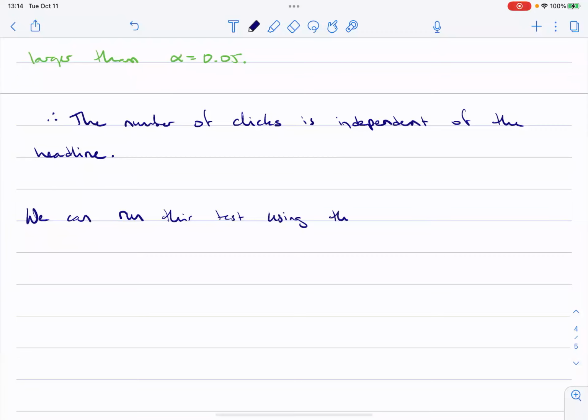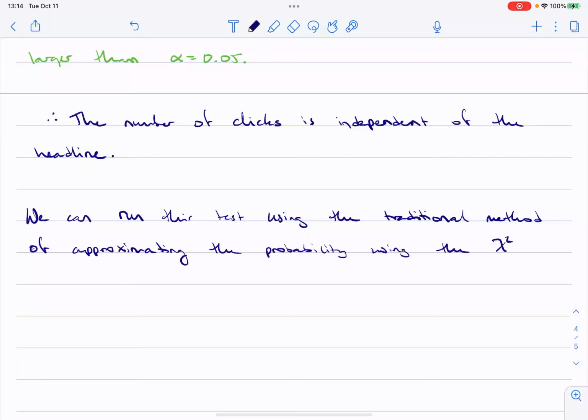Using the traditional method, right, which is what we would have done, or what we did. The traditional method of approximating the probability using the chi-squared distribution. Using the chi-squared distribution to find the p-value.